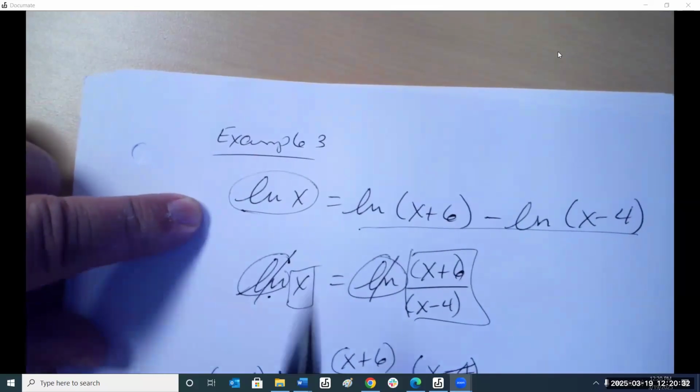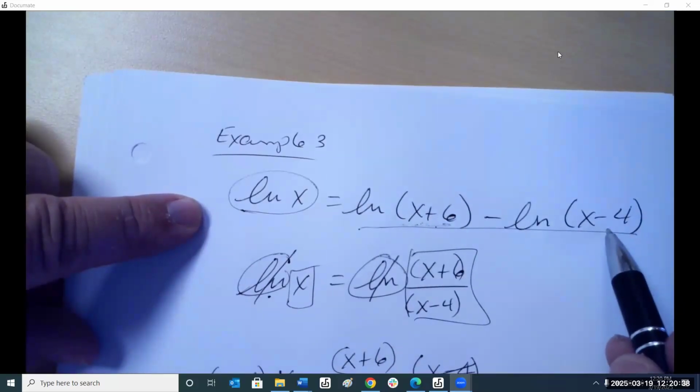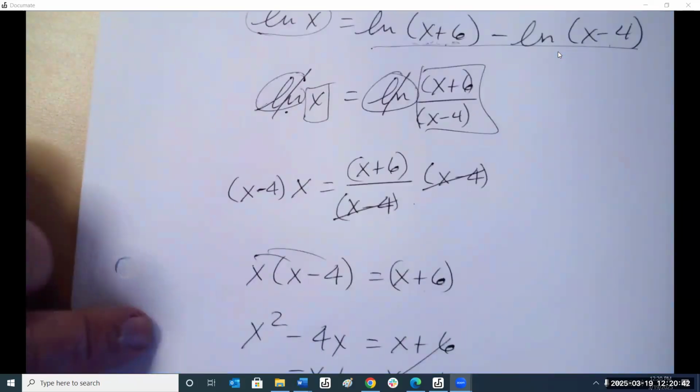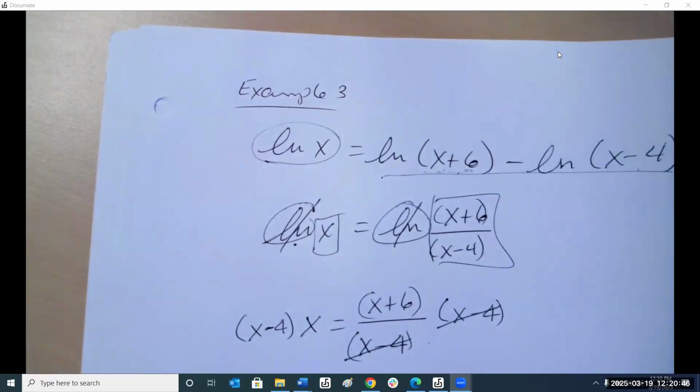The original question says the domain for this one has to be bigger than -6. This one's got to be bigger than 4. This one's got to be bigger than 0. So because of that, I cannot use negative numbers.